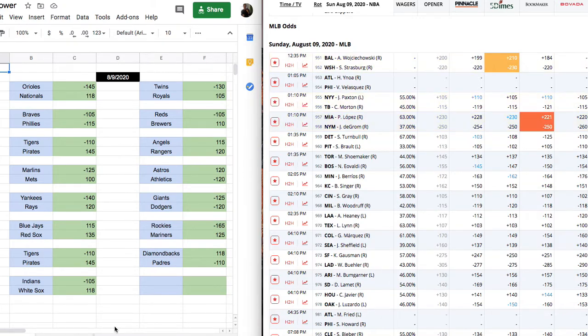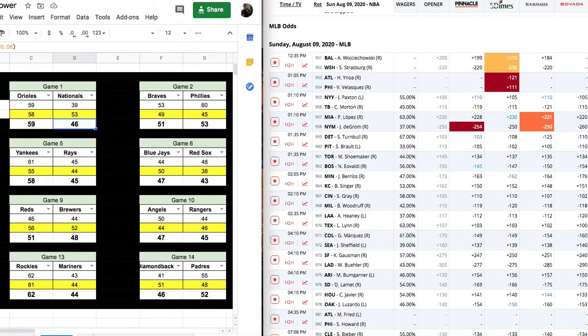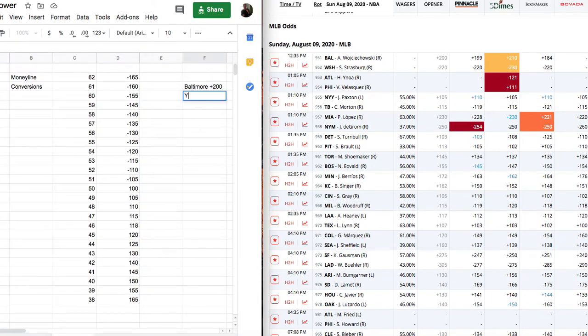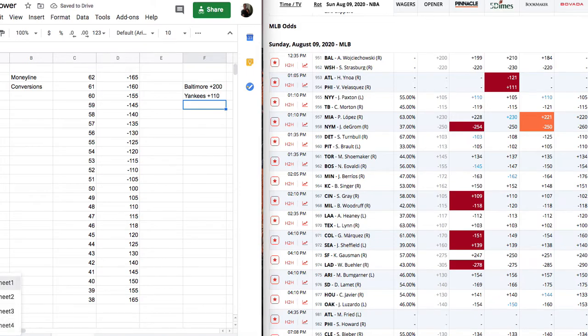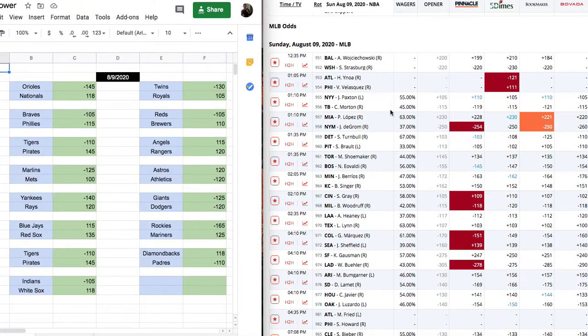Let's see. So we'll go here to this sheet, and we'll write in Yankees plus 110. Obviously the lines would change, but we just want a general idea of where this line is compared to our line. And next game we have Miami and the Mets.